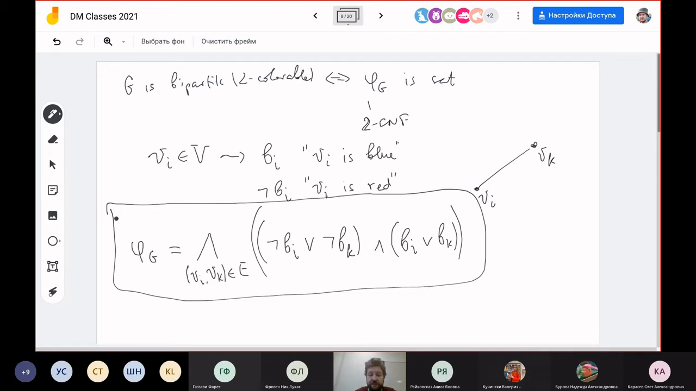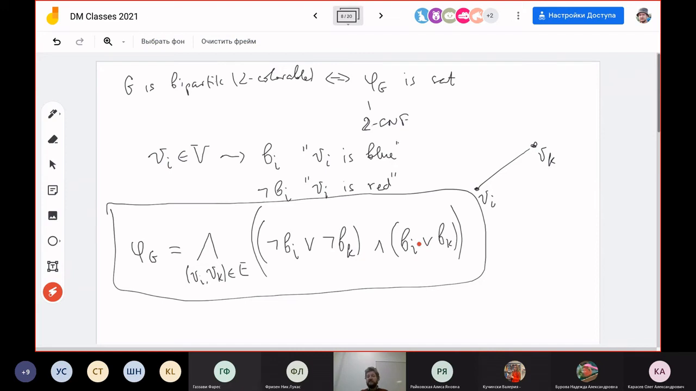Well, of course, it is sort of short notation because this is a big conjunction here. But it's clearly of polynomial size with respect to the graph. And this formula exactly represents two colorability. The satisfying assignment for this formula is exactly a two coloring of G. Because if you color your graph into two colors, then you just take all the blue vertices and put BIs on them to be true. On the red vertices, you put this to be false. And then you just take any edge and see, okay, they're not both blue. Therefore, the first clause is true. They're not both red, and this means that at least one of them is blue.